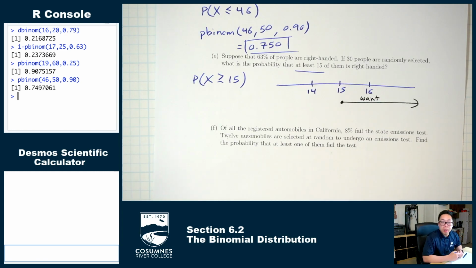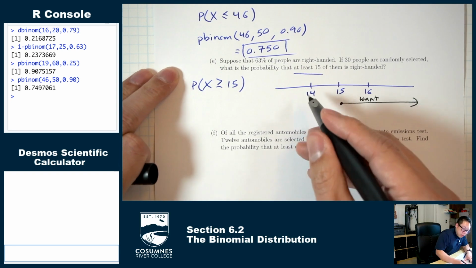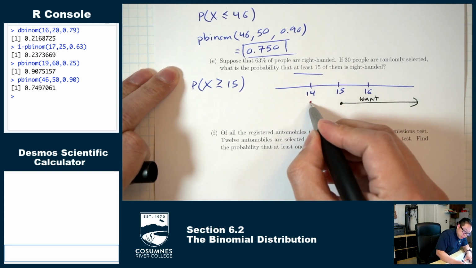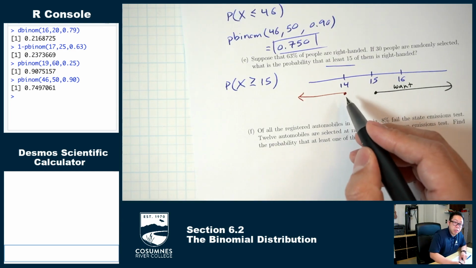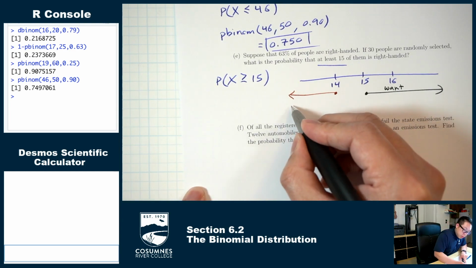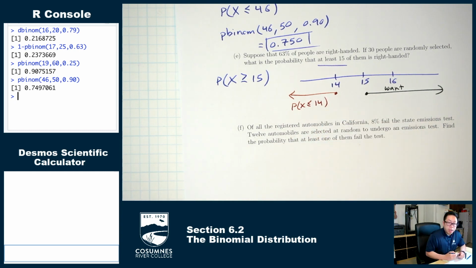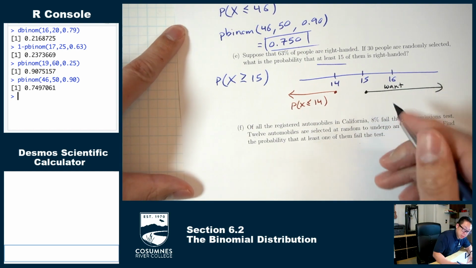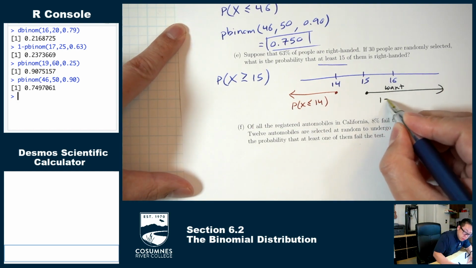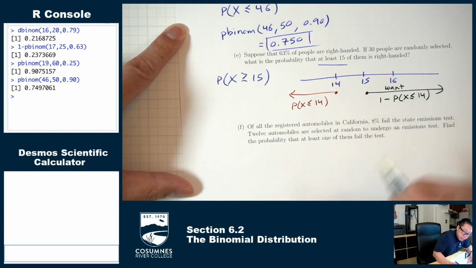That's what I want. Anytime you want something to the right, you need to look at the left side. So the left side here is 14 and to the left, and then write that using a less than or equal. So 14 and to the left will be written as less than or equal to 14. And then to get what I want, which is the complement, I just need to do 1 minus that. So my answer that I want is 1 minus less than or equal to 14.